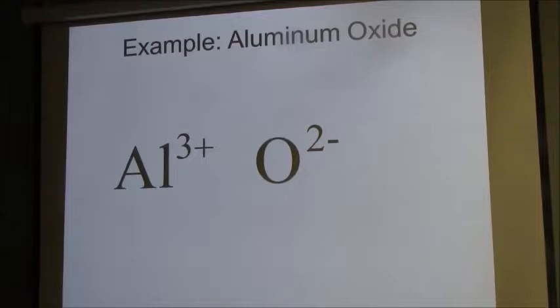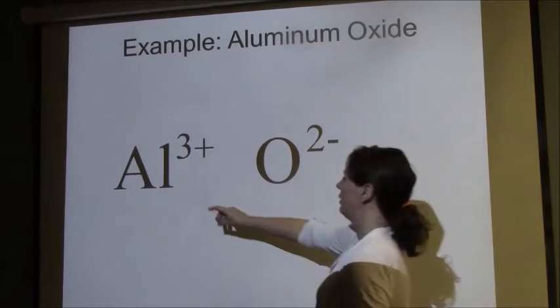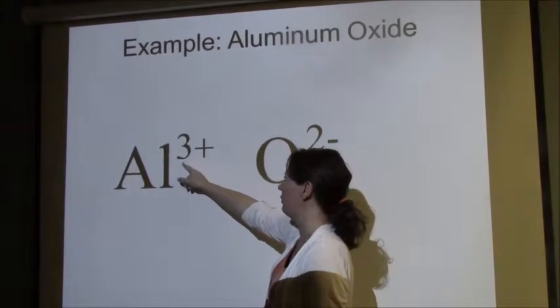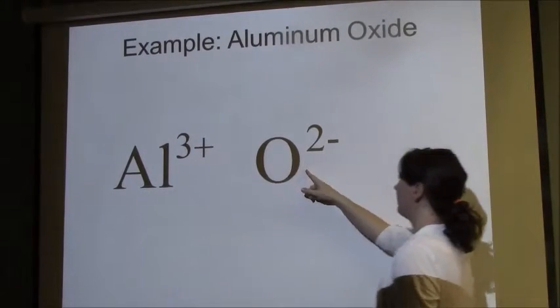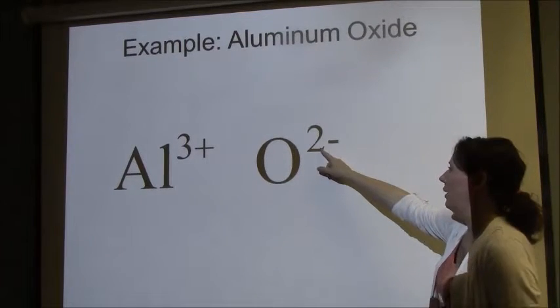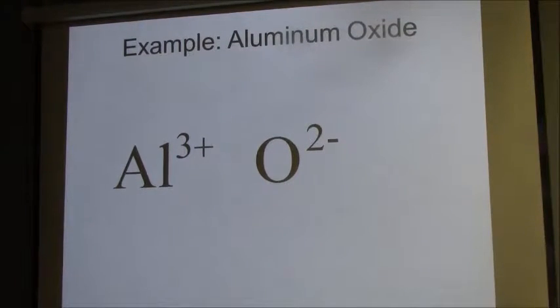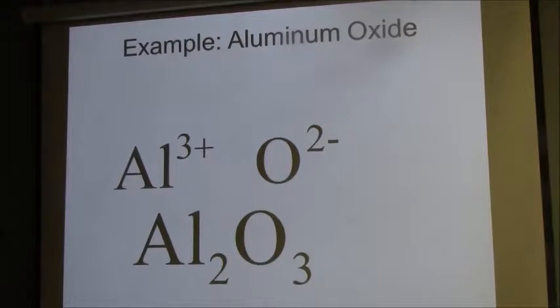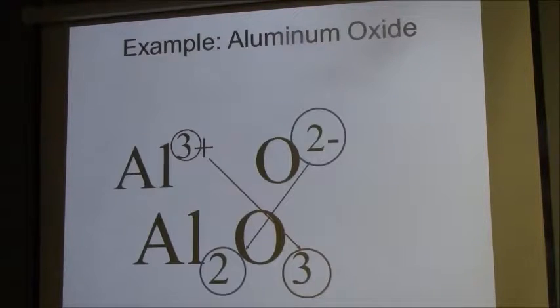Here's another example. If I say, what's the formula for aluminum oxide? You look at your periodic table. Aluminum is in group 3, so those are all +3. Oxide's in group 6, so those are all -2. So the superscript here becomes the subscript here, and the superscript here becomes the subscript here.